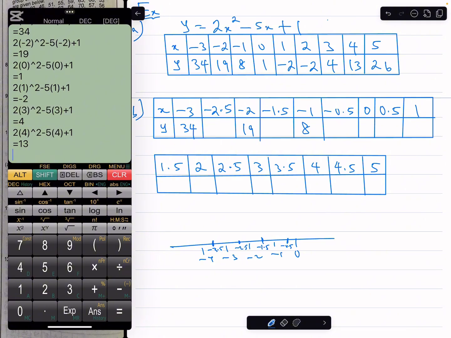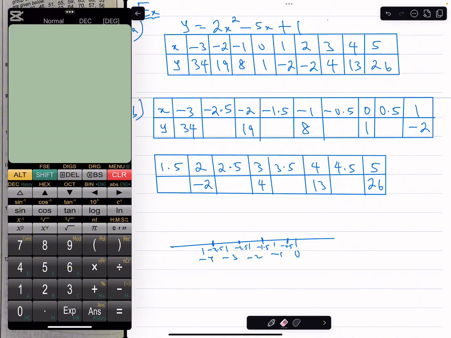When x is 0, y is 1. That's it. When x is 1, y is minus 2. When x is 2, y is minus 2. When x is 3, y is 4. When x is 4, y is 13. And when x is 5, y is 26. So I'm just finding the values of y for the new points.